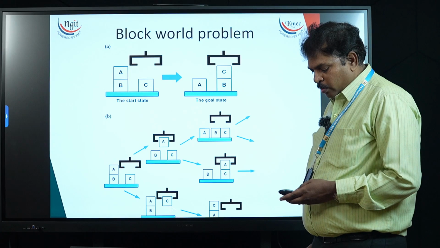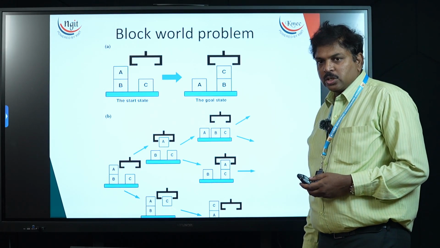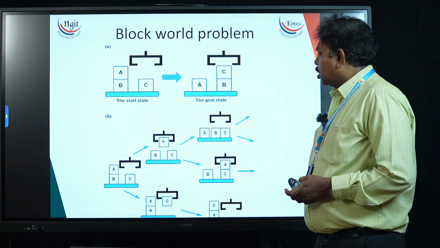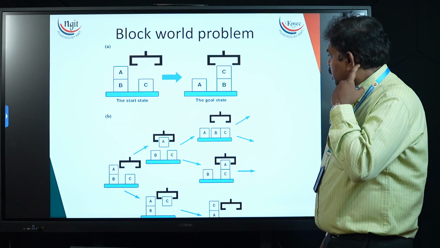There, we calculate one heuristic function that decides what next state we have to consider to reach our goal. Now, let us see one block world problem.